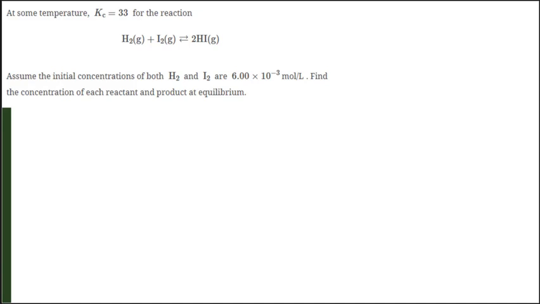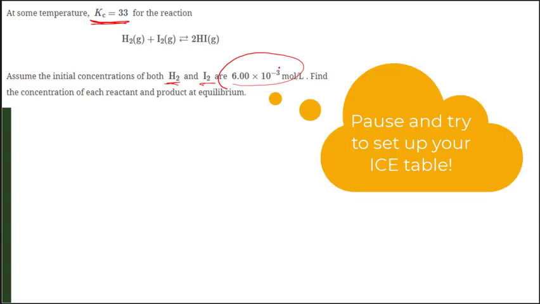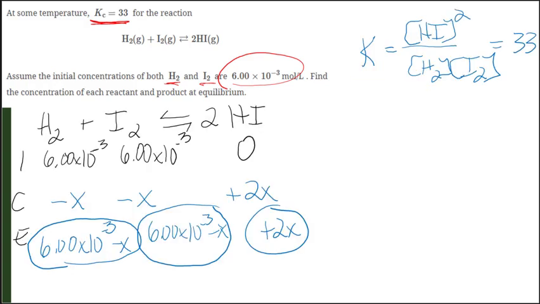Using the same reaction, let's look at this example. At some temperature, Kc is 33 for that reaction. Assume the initial concentrations for both the hydrogen and iodine are 6 times 10 to the negative 3 moles per liter. Find the concentration of each reactant and product at equilibrium. Using the same strategy we just did, see if you can set this up. Let's see where you're at.